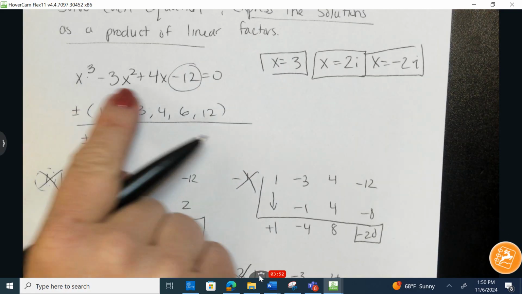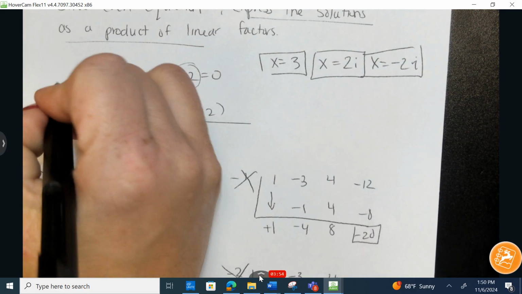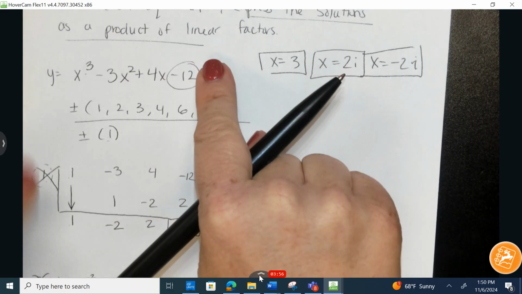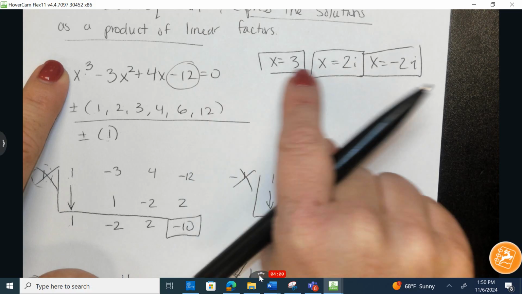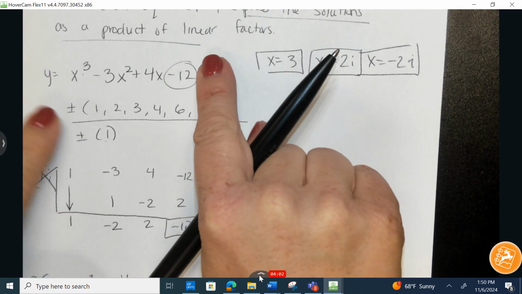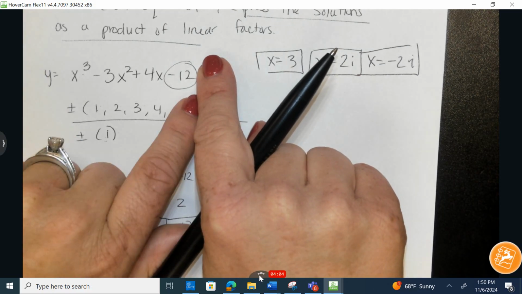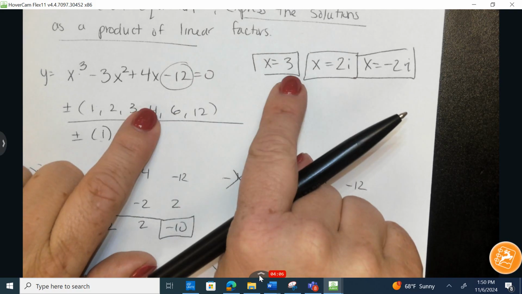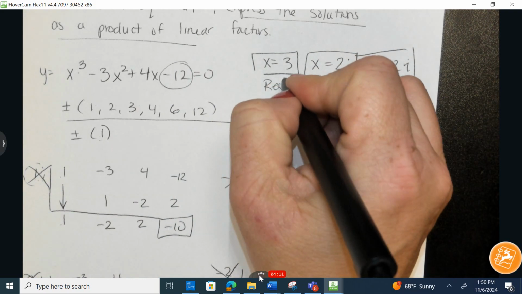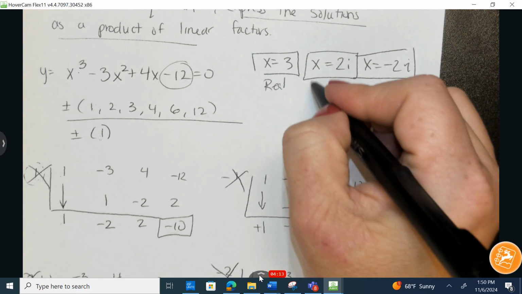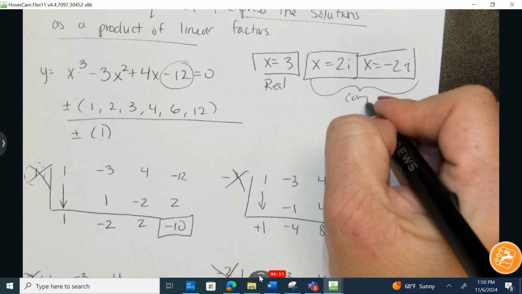So for this polynomial equation, if we were going to turn y equals into this polynomial equation, when we set it equal to 0 is when we find the solutions, okay? But if we were going to actually graph this, we would only see one x-intercept. X-intercepts will only be the real solution. So this is a real solution. It contains no i's. These two are complex solutions.